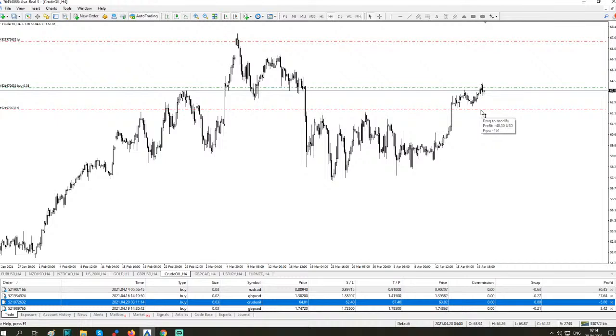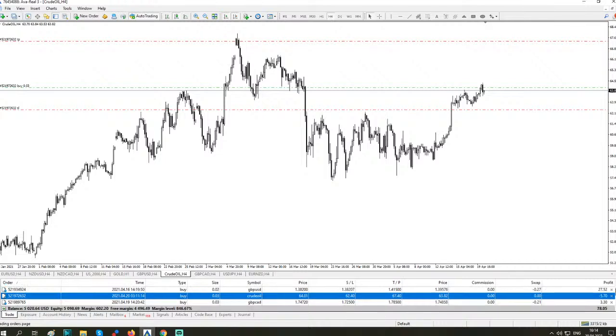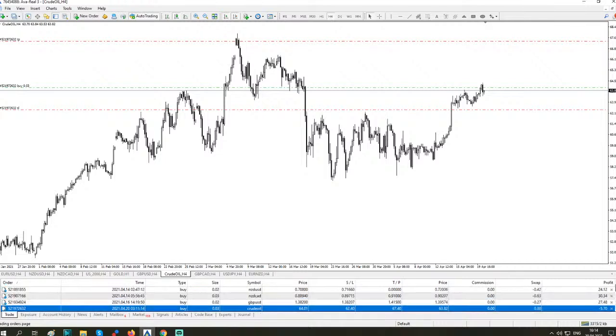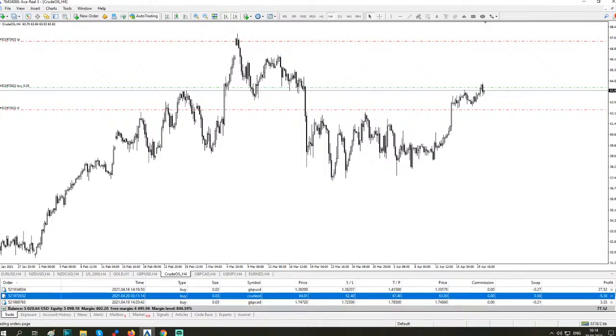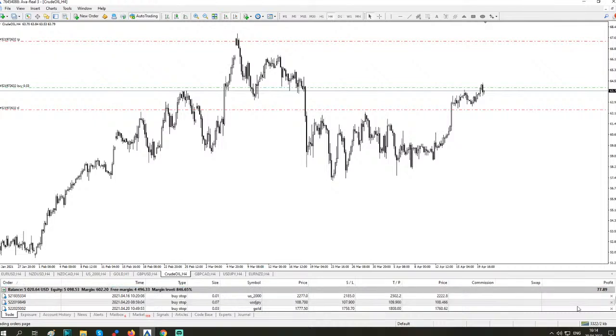Okay, yes, we will talk about gold right after oil. Okay, and then we will talk about another open position, or we talked about GBP versus the Canadian dollar. So let's talk about our pending orders, and let's start with gold.